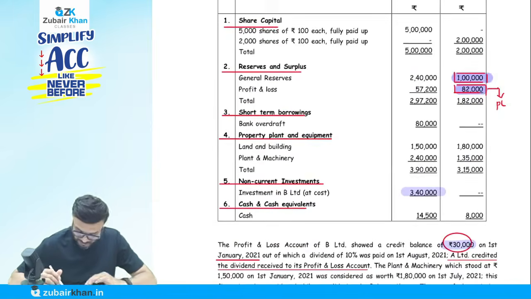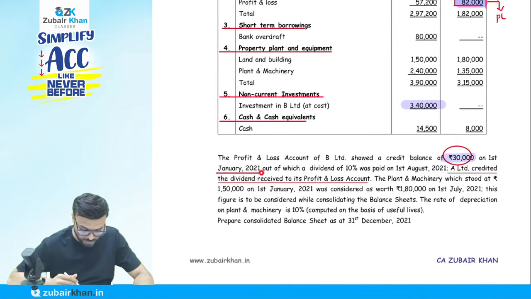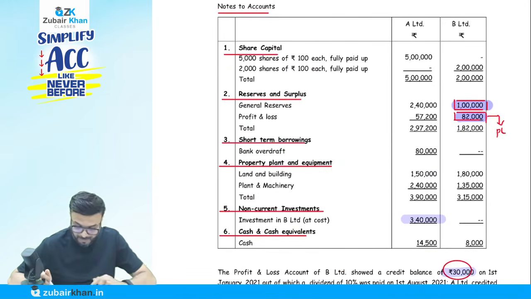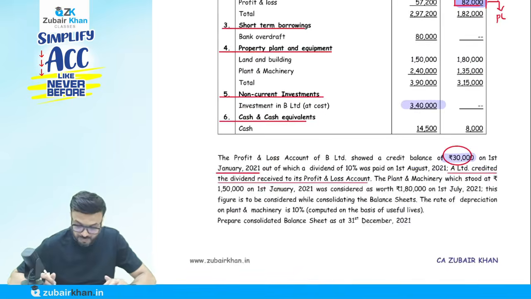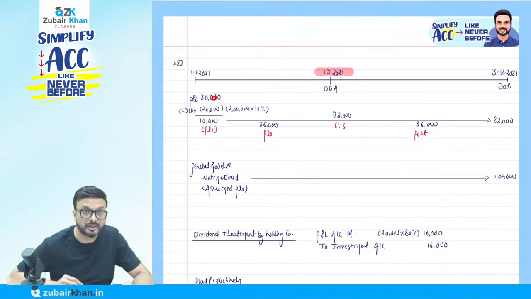But they are saying that on 1st of January, out of this, a 10% dividend was paid by the subsidiary company on 1st of August. How much is the capital of the subsidiary company? 2 lakh. 10% of 2 lakh is 20,000. So they paid a dividend of 20,000 from these 30,000. Opening was 30,000, they paid a dividend of 20,000, so the balance left is 10,000.